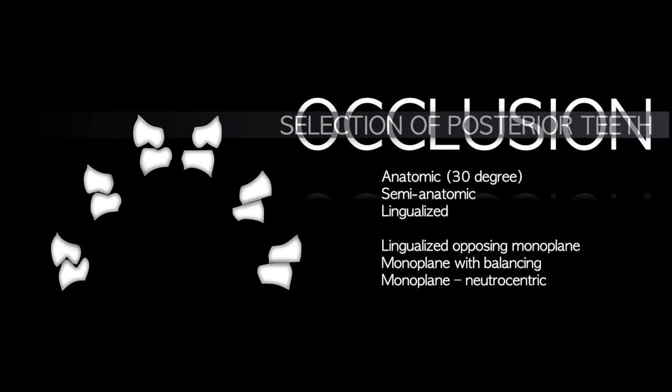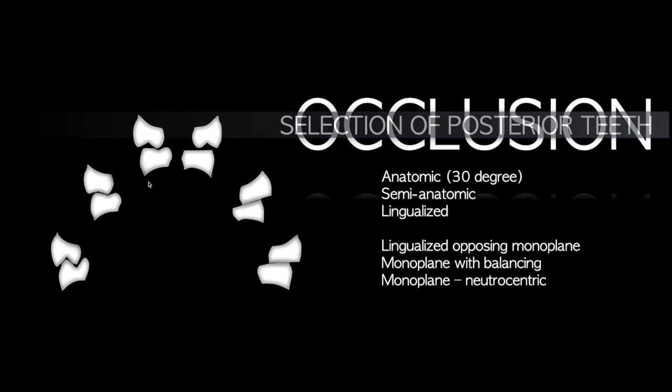Due to this fundamental difference, regarding the selection of posterior teeth for the removable, there are different options to choose from. And there are 6 different options. From anatomic, which is 30-degree, or semi-anatomic posterior teeth. And these next two are lingualized occlusion.